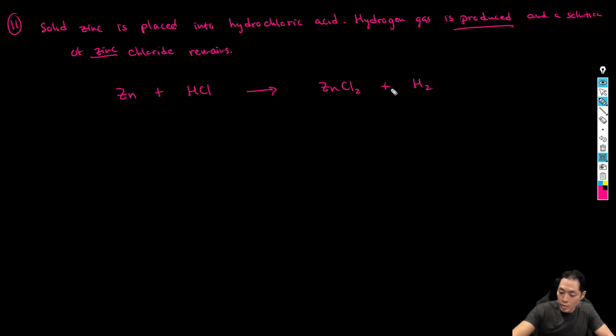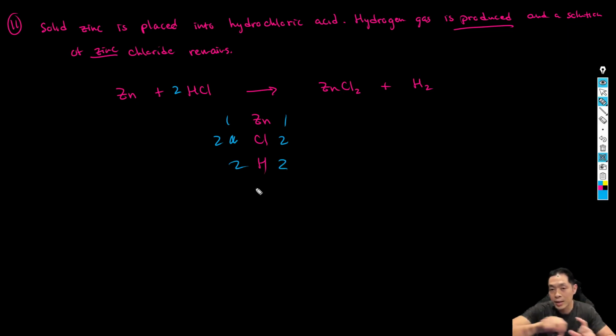So now we just want to balance it. Save hydrogen and oxygen for last, so I have zinc, chlorine, hydrogen. So it looks like I don't have to do too much work. 1, 1, then 1, 2. So I'm going to put a 2 here. And then now I have 2, 2. So there we have it. Very simple. This one is done and done.